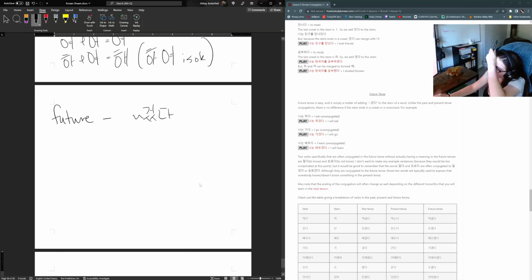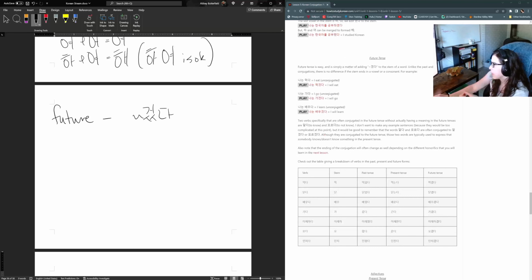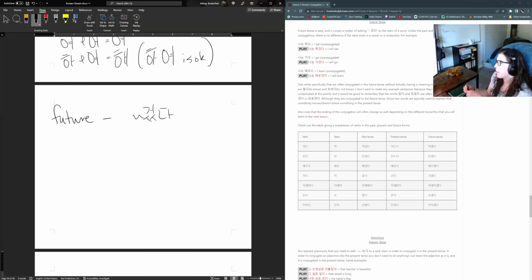Two verbs specifically that are often conjugated in future tense without having a meaning in the future tense are 알다 and 모르다, to know and to not know. I don't want to make any example sentence because they would be too complicated at this point, but it'd be good to remember that 알다 and 모르다 are conjugated to 알겠다 or 모르겠다. Although they are conjugated to future tense, those two words are typically used to express that somebody knows or doesn't know something in the present tense.